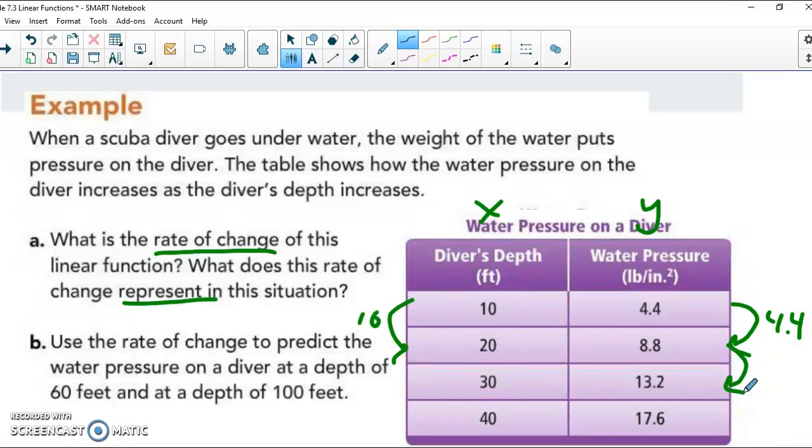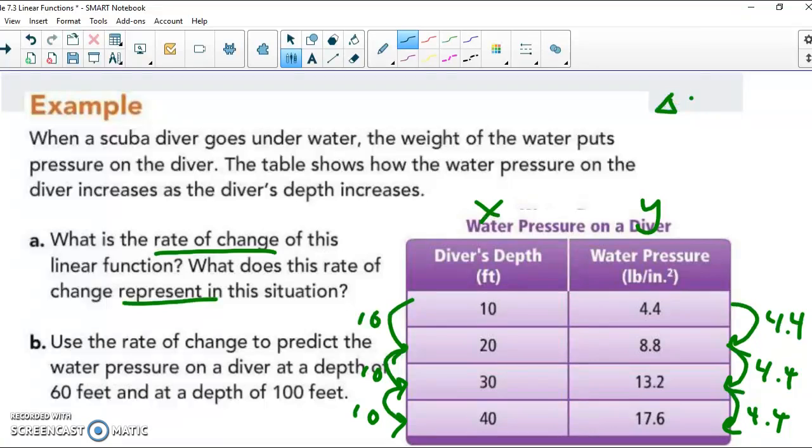From 8.8 to 13.2, I know that that is an increase of 4.4. And in my x values, I've increased from 20 to 30. That's another increase of 10. My final 2 points to examine, from 13.2 to 17.6, I have increased 4.4, or 4 4/10. And in my x values, from 30 to 40, I've increased 10 feet.